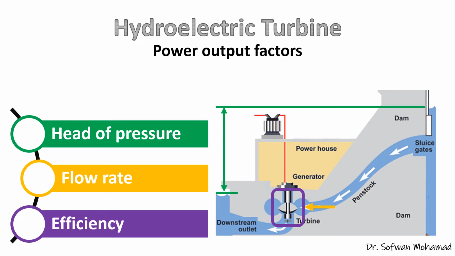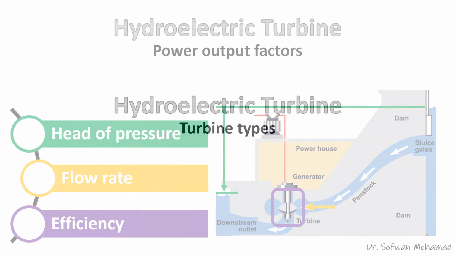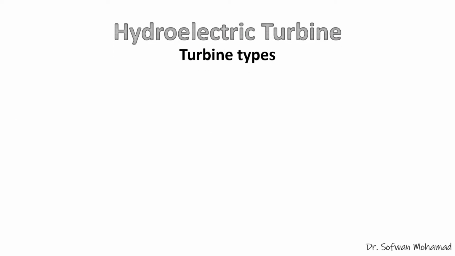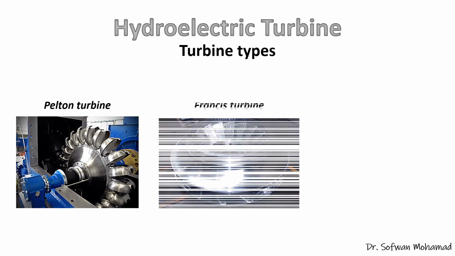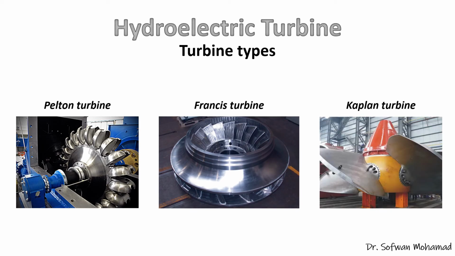Hydroelectric turbines can operate over a wide range of pressure and flow rate, but there is no single turbine that can work at all pressure and flow rate. So you have very different and distinctive designs depending upon the condition in which the turbine will be operating. The main types of turbine that you are likely to see are Pelton turbine, Francis turbine, and Kaplan turbine.